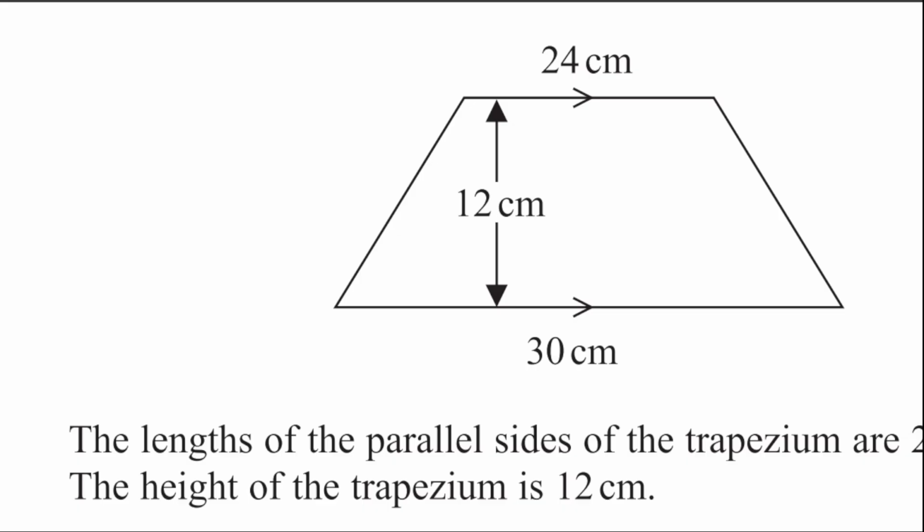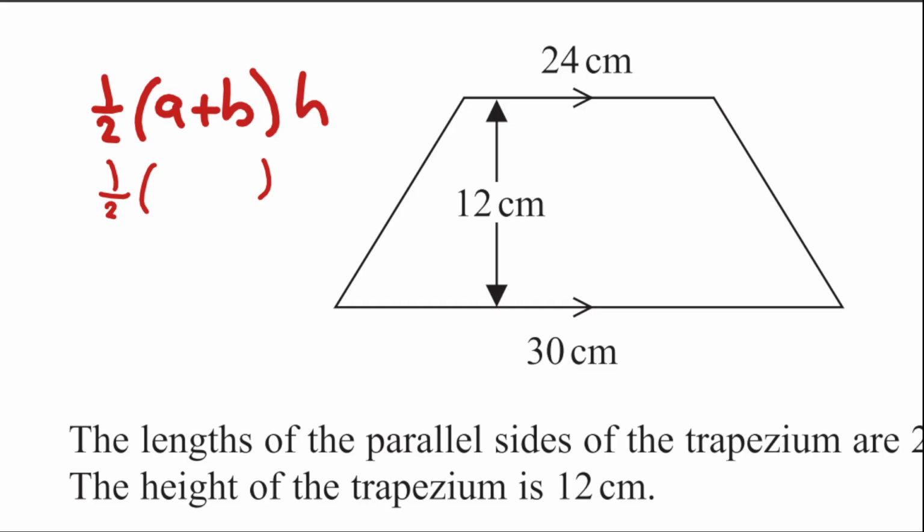The area of the trapezium is half times A plus B times H. What's A and B and what's H? So it's half times A and B are these opposite sides, so 24 and 30. So what's 24 plus 30? Let's just write it for now. Times the height. The height is this, so times 12.